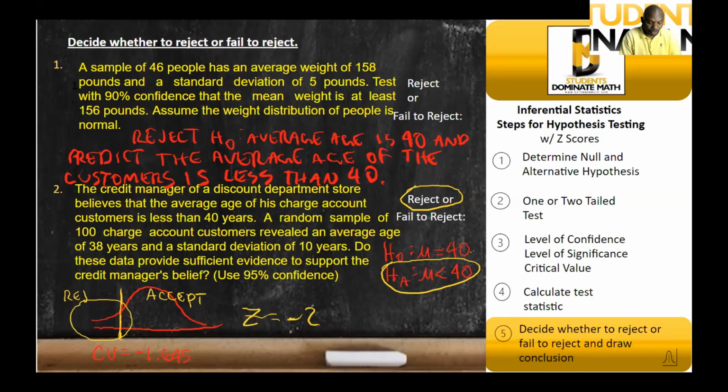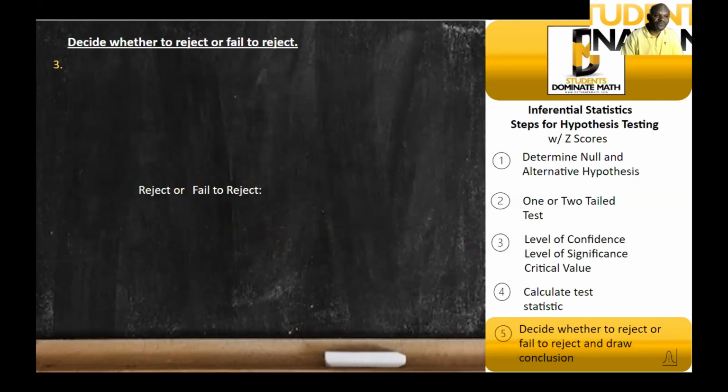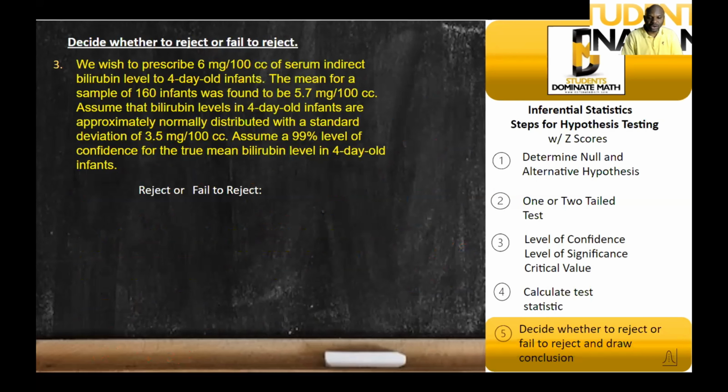All right, so we've got one more to do. Let's get rid of this and move on to the final problem, where our focus is only on whether or not we're going to reject or fail to reject the null. In this particular problem, as I recall, the null hypothesis was mu was 6, and the alternative hypothesis was mu was not equal to 6.